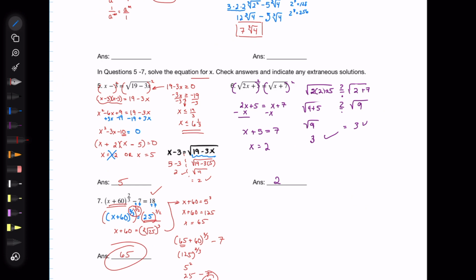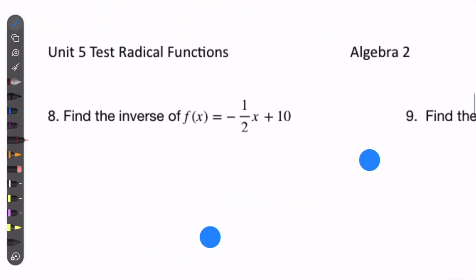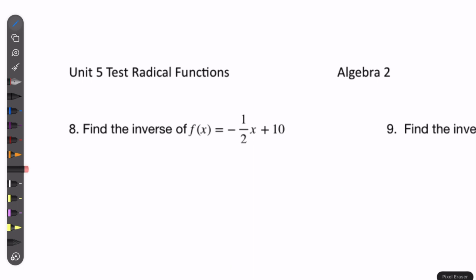Pretty simple. Let's see our next problem. Now we're on side 2. Find the inverse. So I'll walk through the steps. Step 1. Finding inverse.